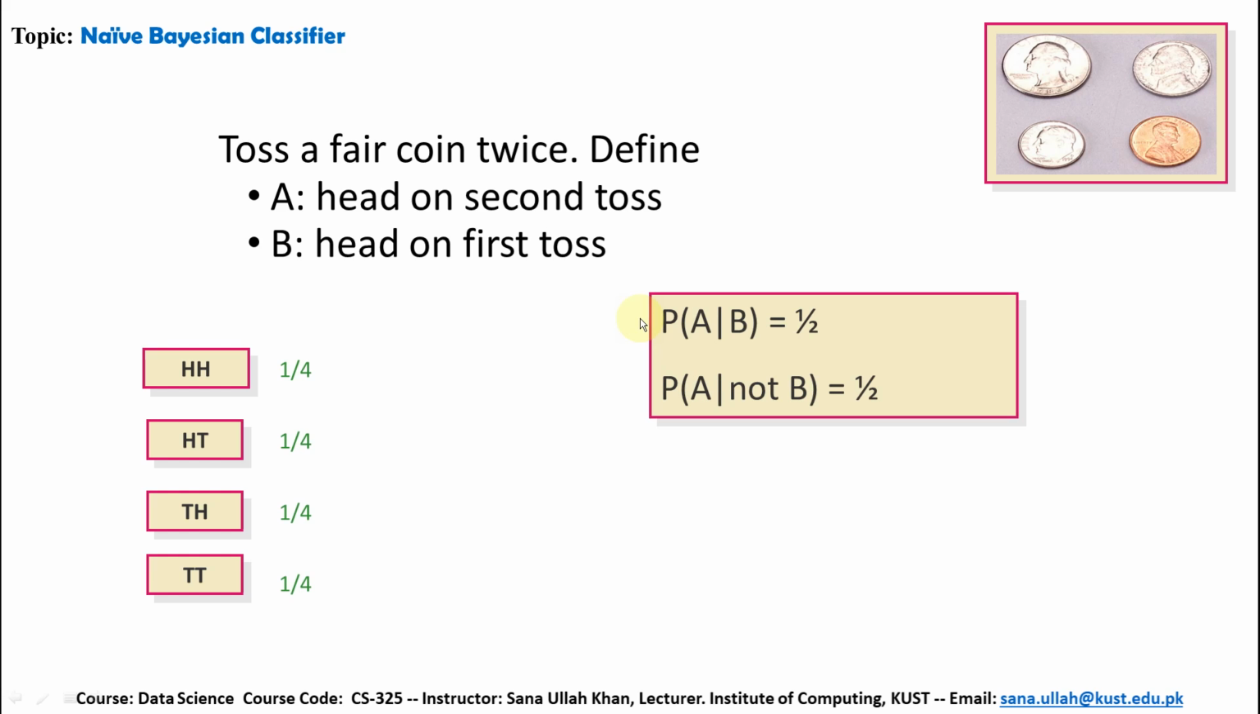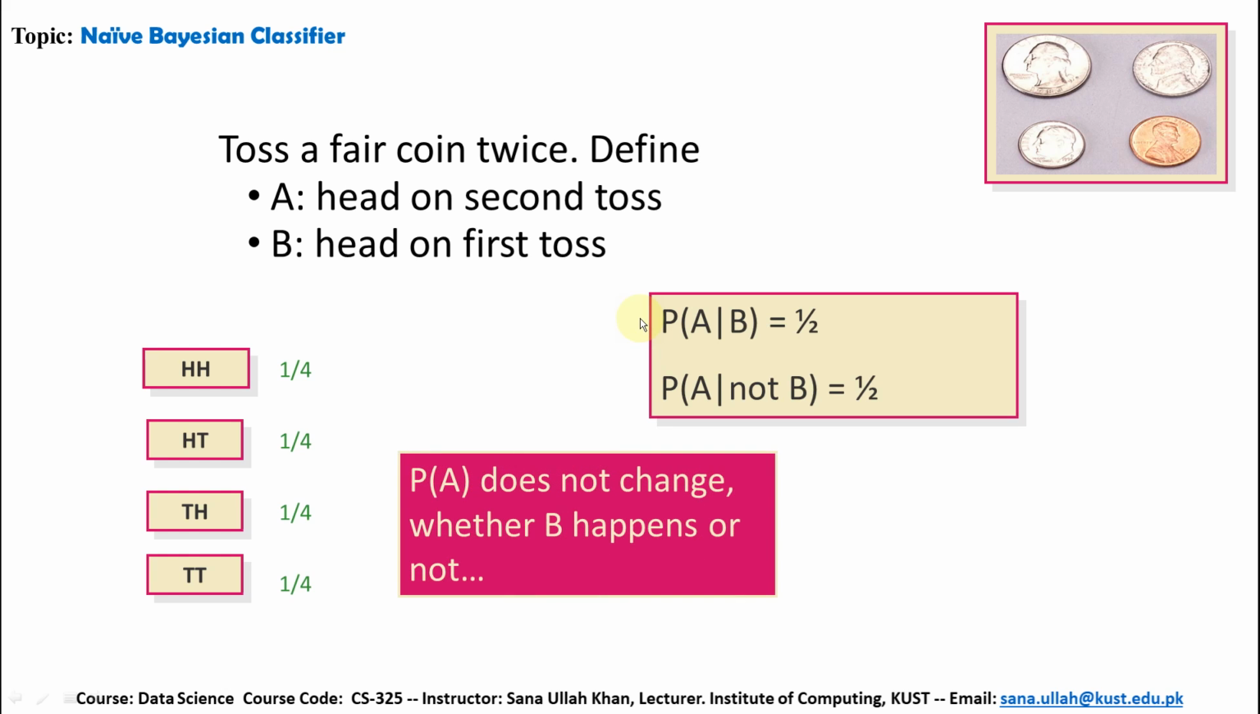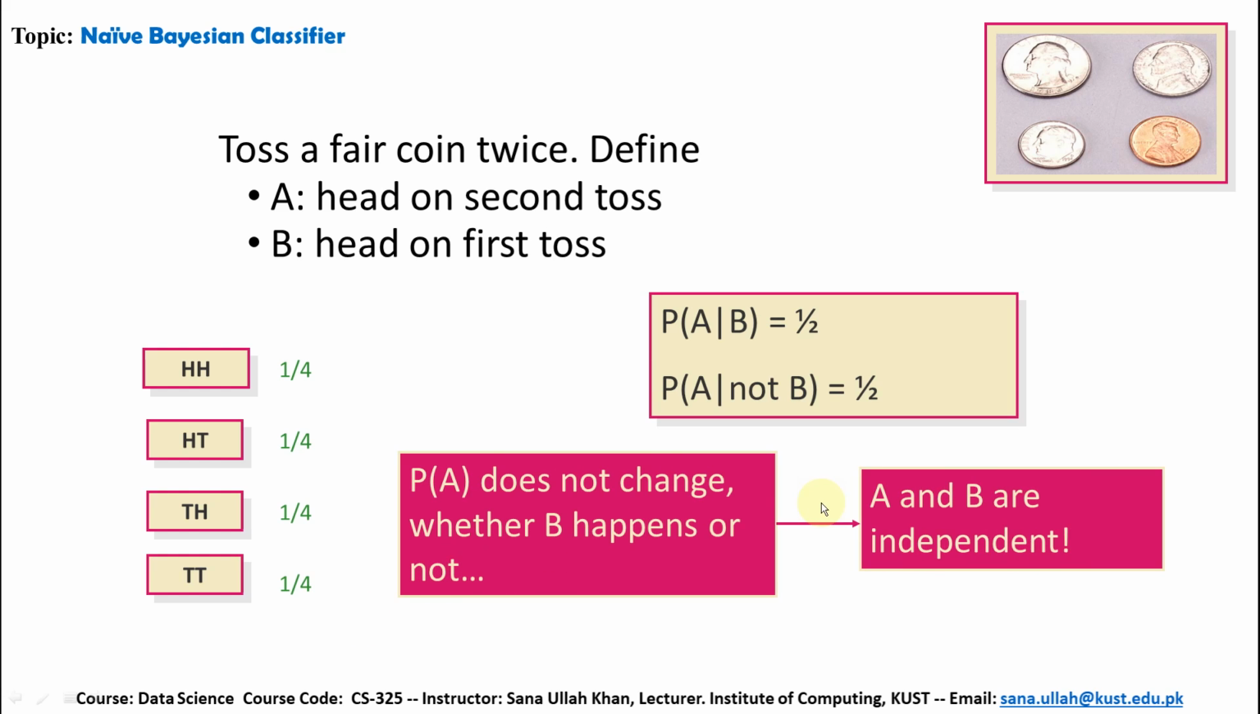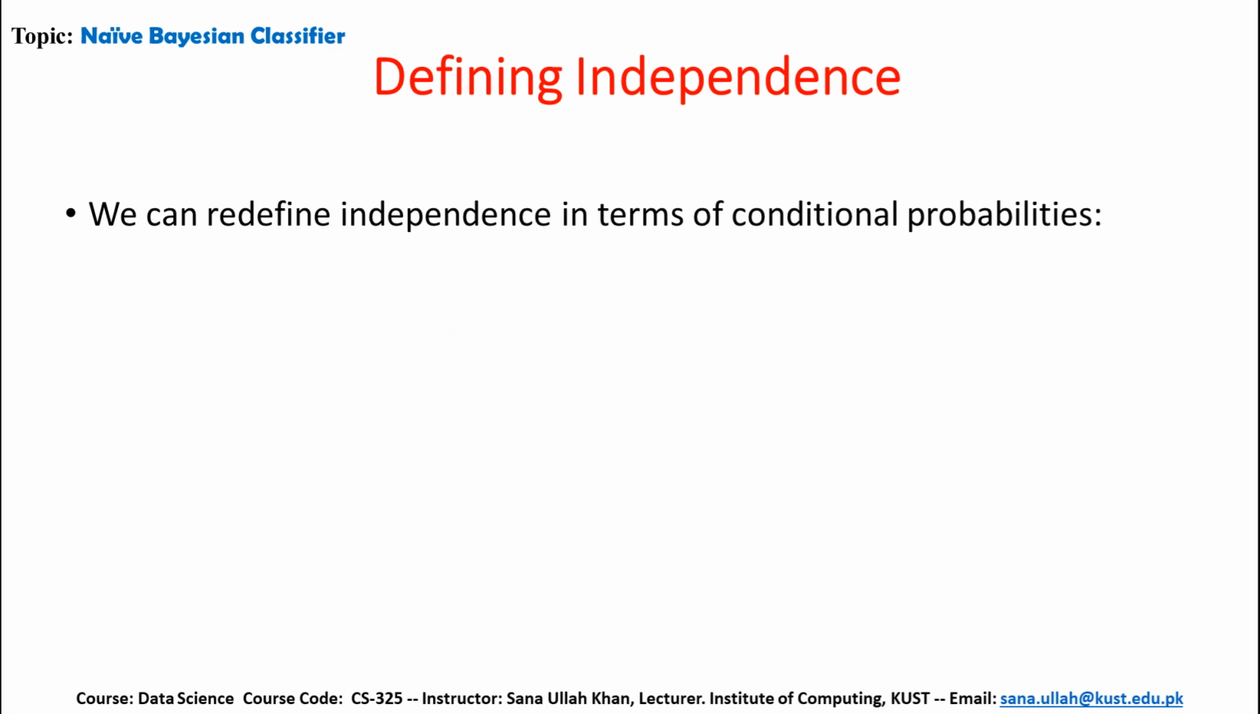The probability of A given not B is 1/2 also, because it may be head on the first, it may be head on the second. So the probability of A does not change whether B happens or not. A and B are independent. So what is meant by independent?